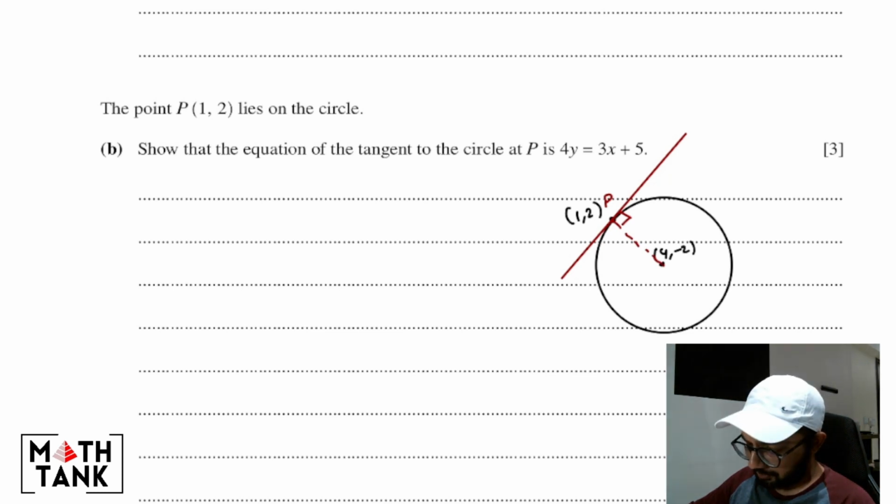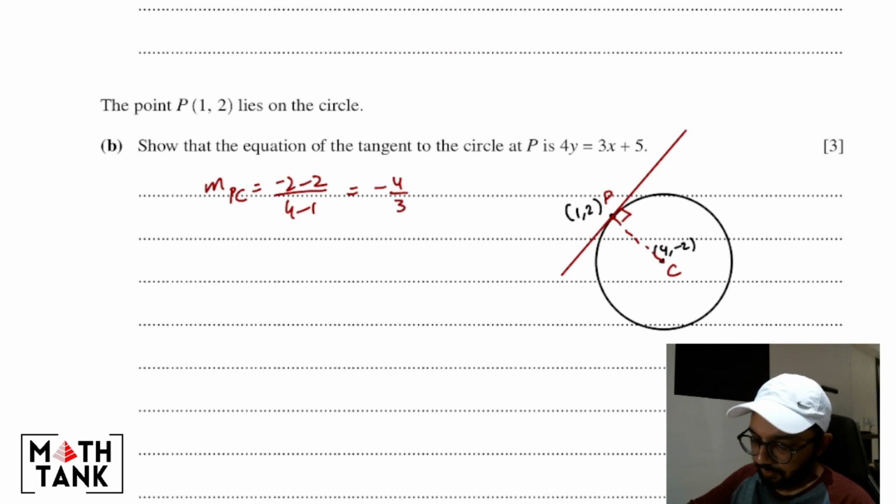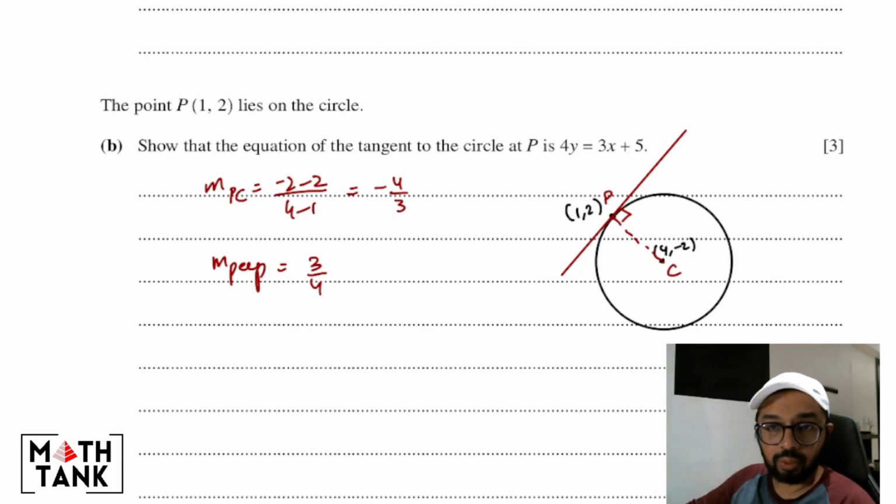So I know that in order to find the equation of this tangent, I'm going to need the gradient of PC first. So that's going to be minus 2 over 4 minus 1. That gives me minus 4 over 3. For the perpendicular, I have to negative reciprocate it, 3 over 4.